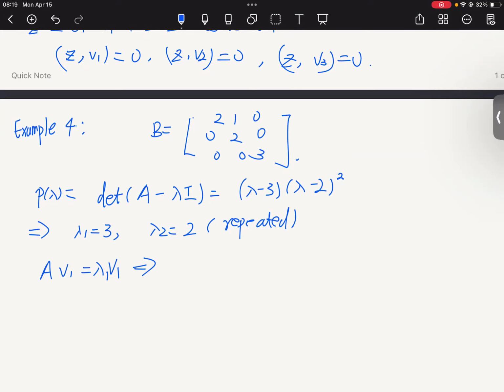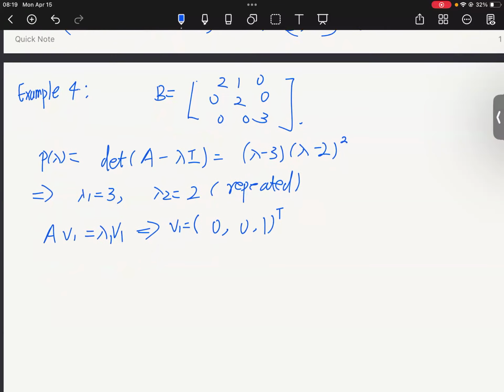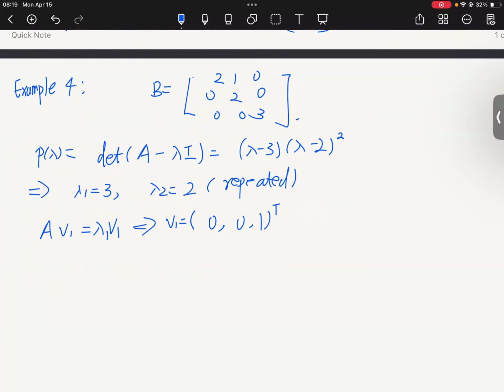If you keep solving, what do we have? We have the eigenvector v1 equals 0 0 1, and then do the transpose because this is a column vector. This eigenvalue has just one eigenvector.